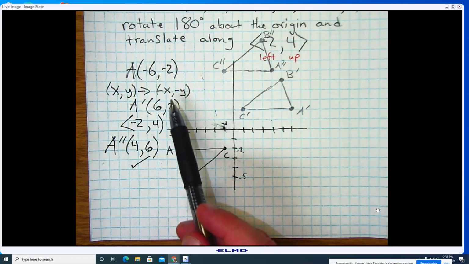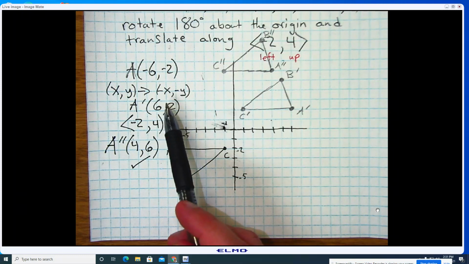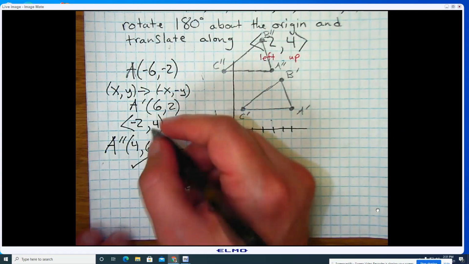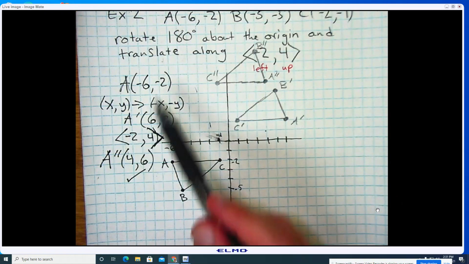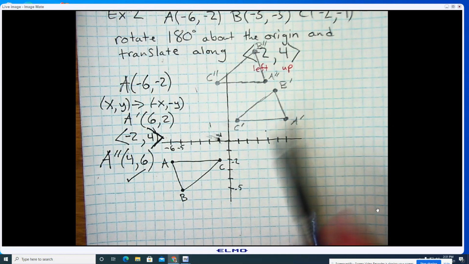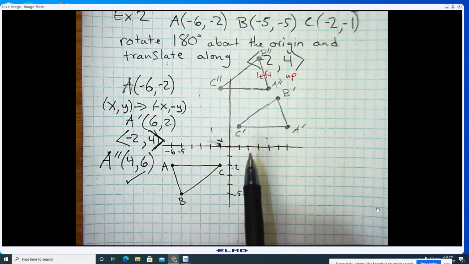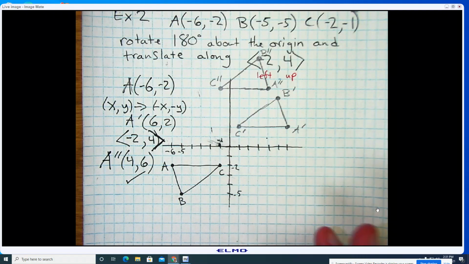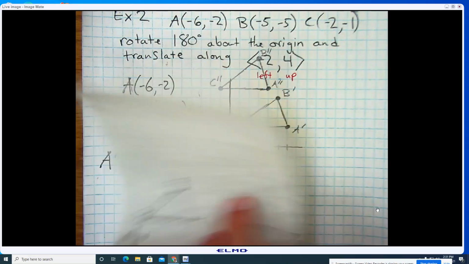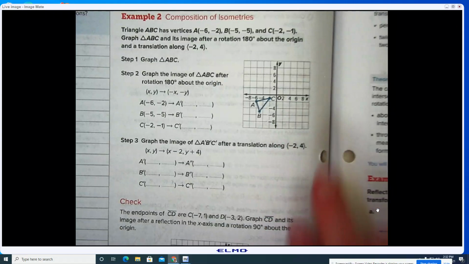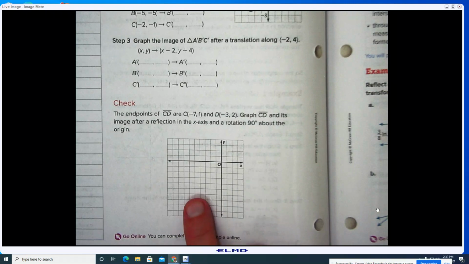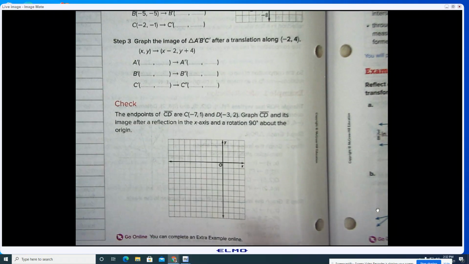It's important to have your formulas available so you can use these. And that's a vector right here. We can do it mathematically, or we can use the patty paper. Just make sure as you use patty paper to be as accurate as possible. That was example 2. There's our check. See if you can do it on your own.